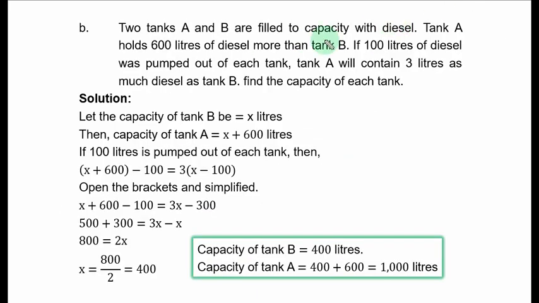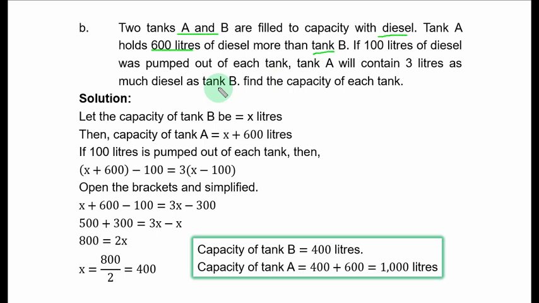Question 13b. 2 tanks A and B are filled to capacity with diesel. Tank A holds 600 liters of diesel more than tank B. If 100 liters of diesel was pumped out of each tank, tank A will contain 3 times as much diesel as tank B. Find the capacity of each tank.